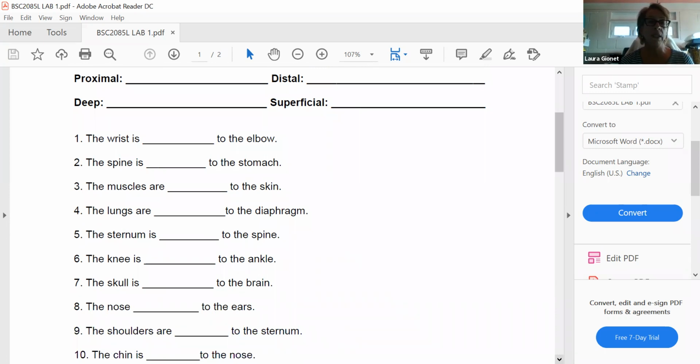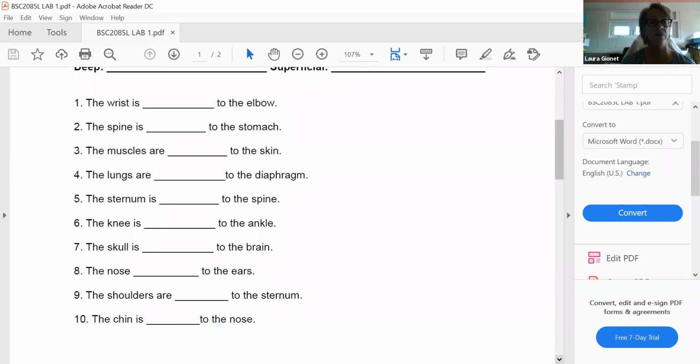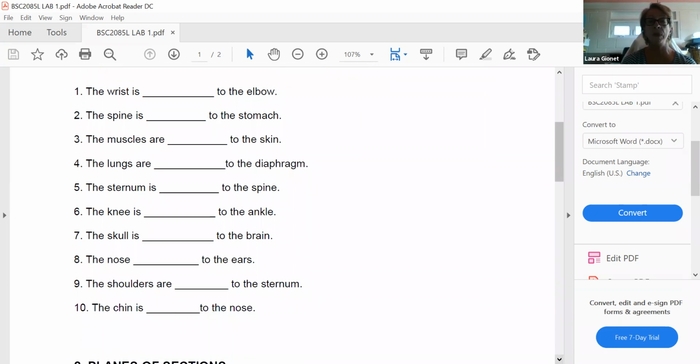The nose is medial to the ears. The shoulders are lateral to the sternum, and the chin is inferior to the nose.